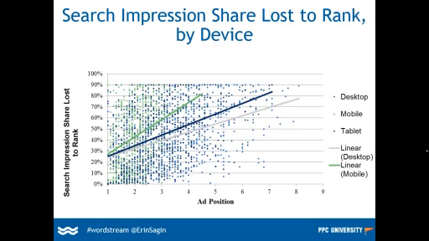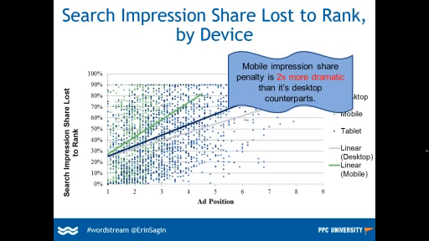This is really interesting. We mapped out search impression share loss to rank by device. So again, we're seeing that rank is a huge, huge factor here. In fact, the mobile impression share penalty is 2 times more dramatic than its desktop counterpart.